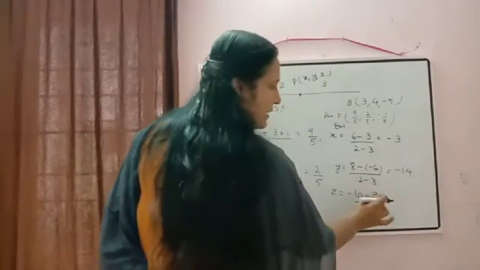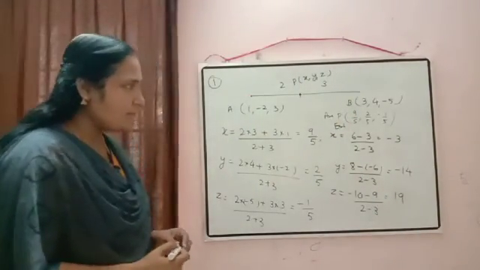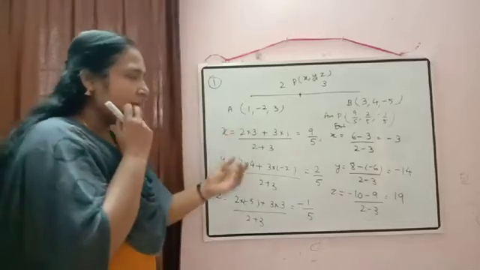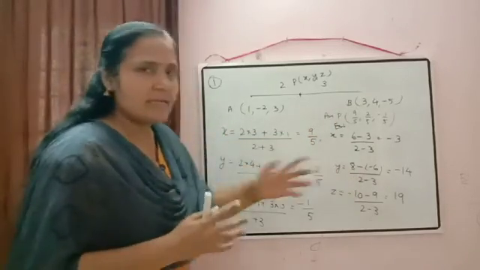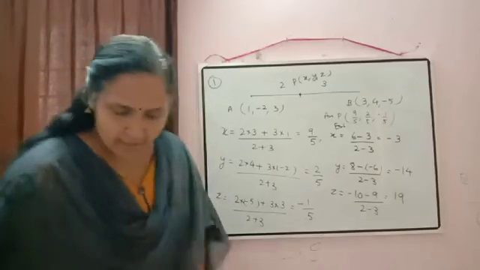So we will get here -19 by -1, which will be equal to +19. So I hope both the methods are clear, when it divides internally and when it divides externally. Okay. So now we will check the next question.